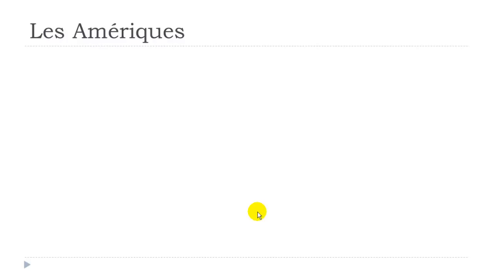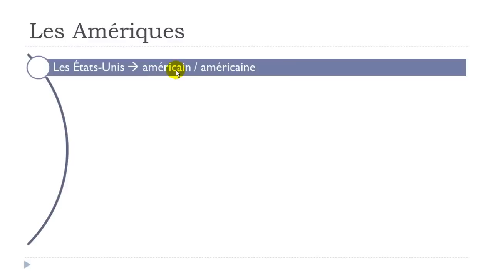Okay? And then, we'll see now the nationality. So you will see here each time, first, the masculine form, and then the feminine form. Okay? So, les États-Unis, Américain. When you talk about the nationality, Américain, masculine form, un Américain, and then feminine form, Américaine. Okay, it's really open, this A-I, A, Américaine, okay?